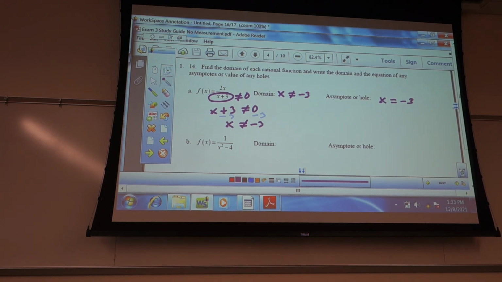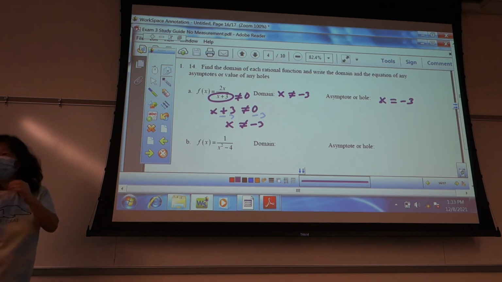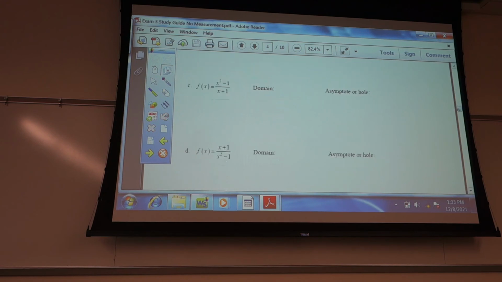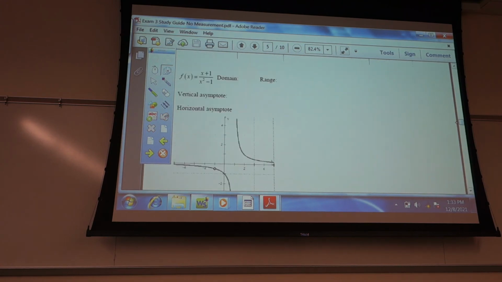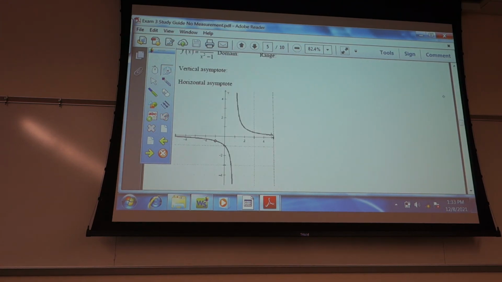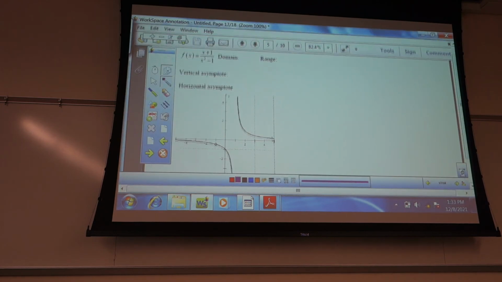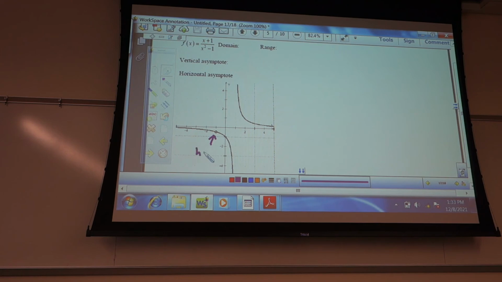What's a hole? Is it the same thing as an asymptote? No, I'll show you what a hole is. A hole is like a circle. It's a spot that the graph can't hit. Right? So that's a hole. Asymptotes would be here. Everybody kind of follow on that part?